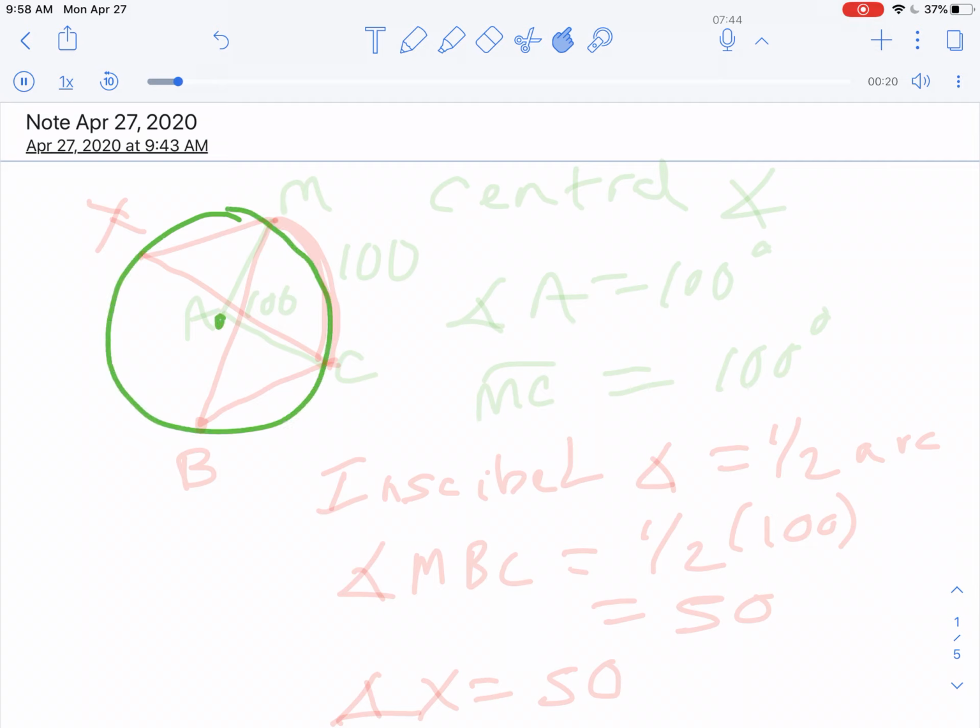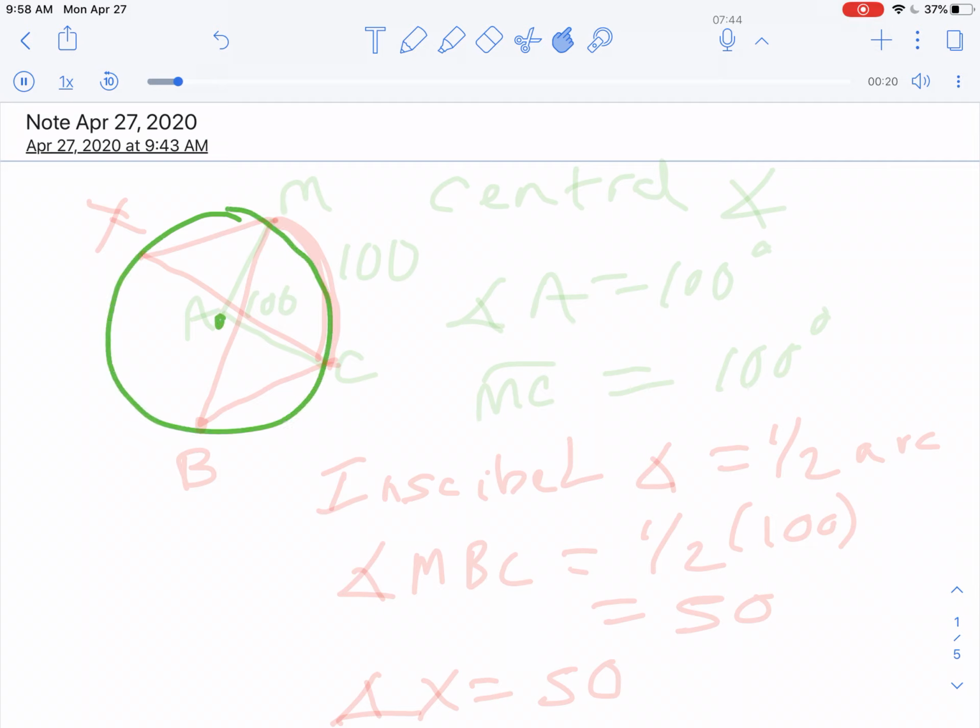If an angle comes from the center of the circle, that's called a central angle. And its measure is the same as the arc, and vice versa. So a central angle, in this case, angle A, would equal 100 degrees. And arc MC would also equal 100 degrees. So the arc is measured from the central angle.